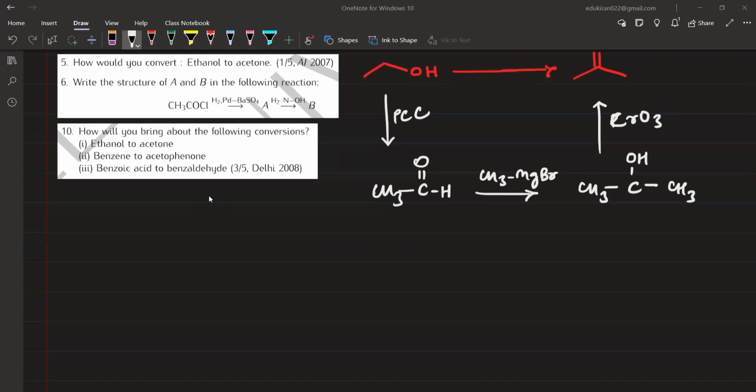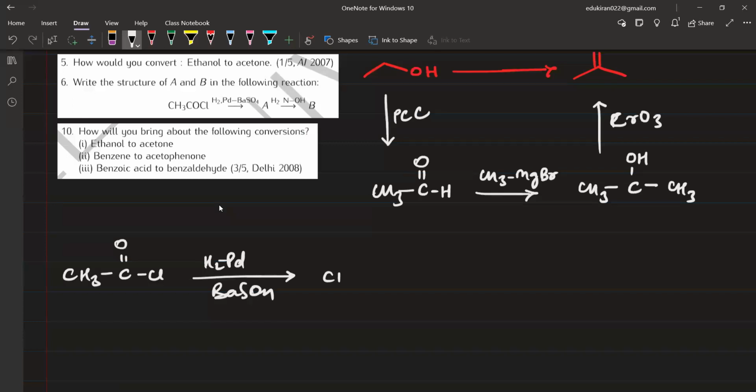Okay, now let's look at the 6th one, that is CH3COCl in the presence of H2, Pd/BaSO4. So obviously, this is going to be converted to aldehyde. I hope this you were able to do, na? Rosenmund reaction. Yes, sir. This you were able to do.